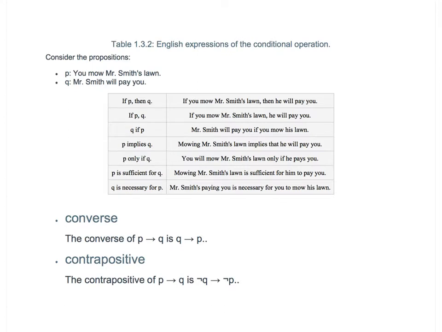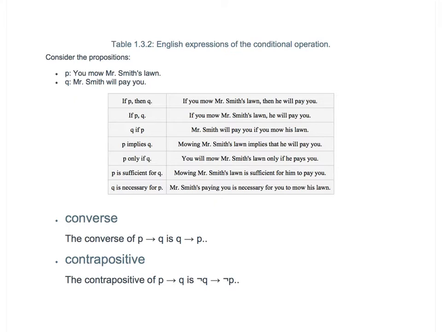The fifth one is using the words only if between P and Q. You will mow Mr. Smith's lawn only if he pays you. The sixth one is P is sufficient for Q, which means P is a sufficient condition for Q. Mowing Mr. Smith's lawn is sufficient for him to pay you. The last one is Q is necessary for P. If P then Q, then we can say Q is a necessary condition for P, which means that Mr. Smith paying you is necessary for you to mow his lawn.